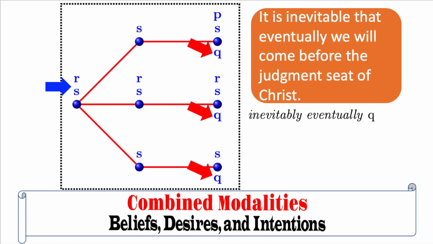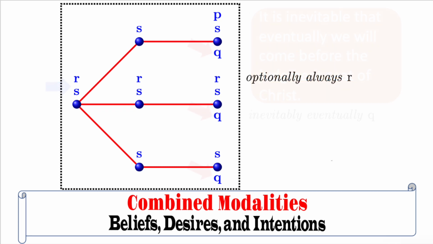If we assume that whether we believe it or not, we will come before the judgment seat of Christ, then whatever path we choose in life, we will really come before the judgment seat of Christ, thus inevitably. But because we will not come before the judgment seat of Christ while we are still alive, we will come before the judgment seat of Christ only after the resurrection from the dead, thus eventually.